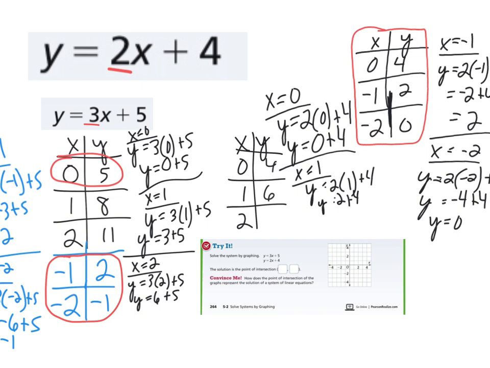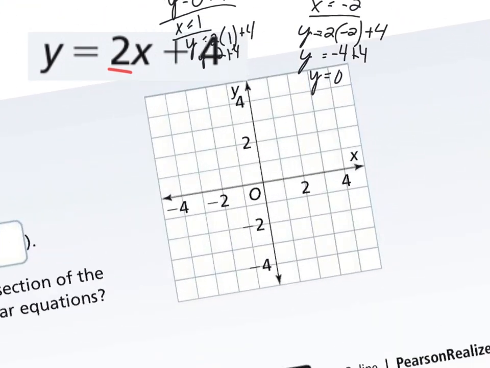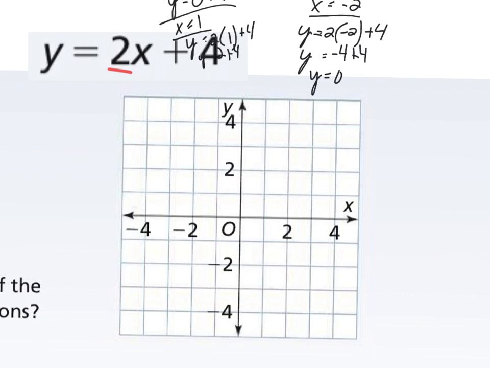Okay, so if we graph these, so first equation we had 0, 5, -1, 2, and -2, 1. Sorry, that last point should have been -2, -1. I was noticing my points weren't lining up with each other.